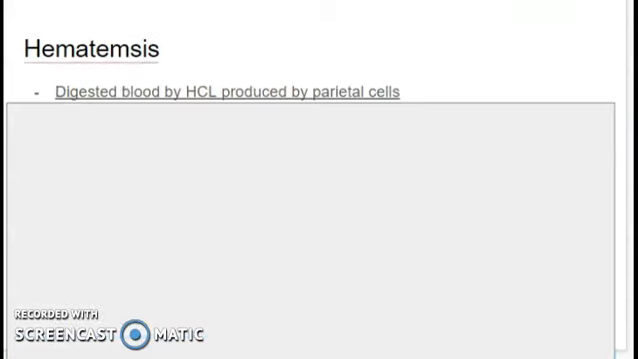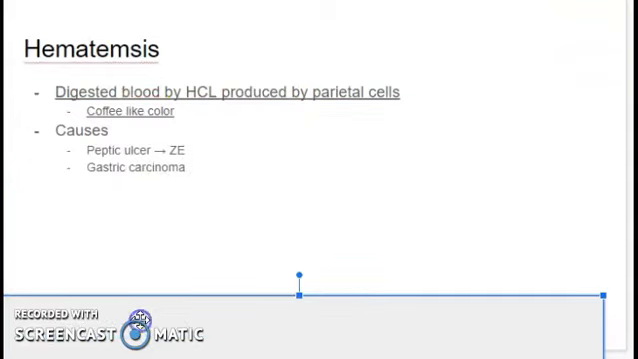Now, digested blood can be from the HCl, which is going to be produced by obviously our parietal cells, which is triggered by gastrin.